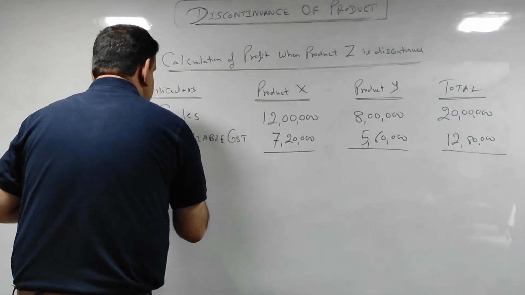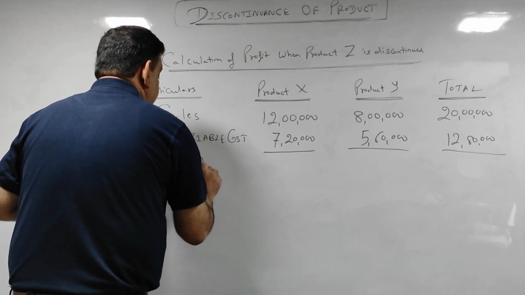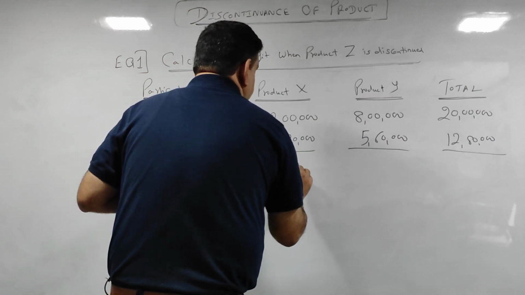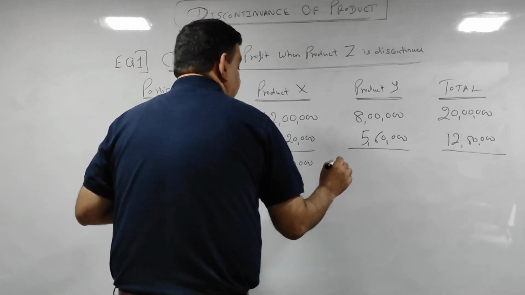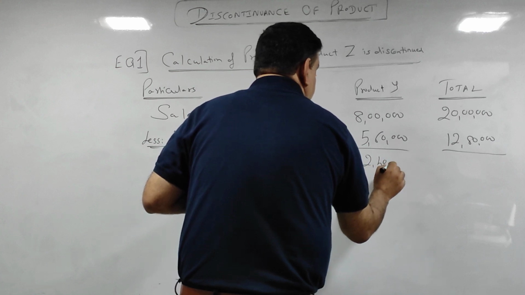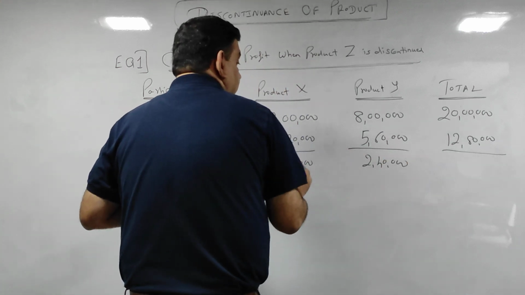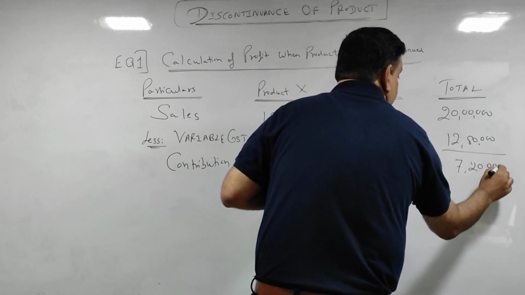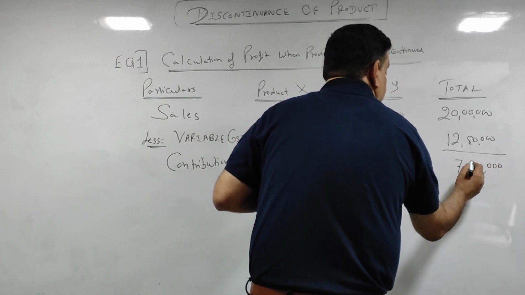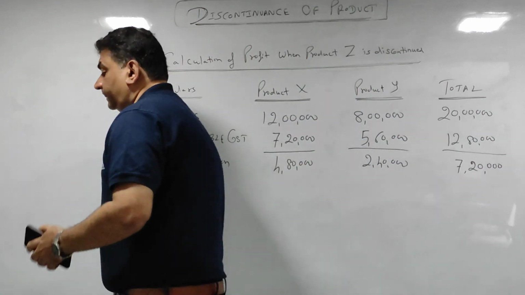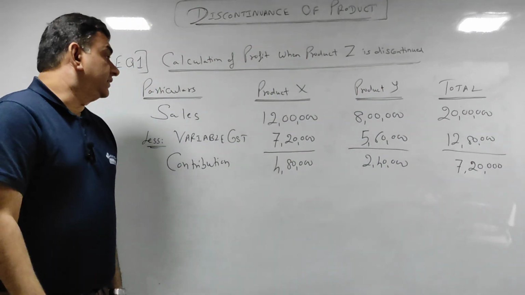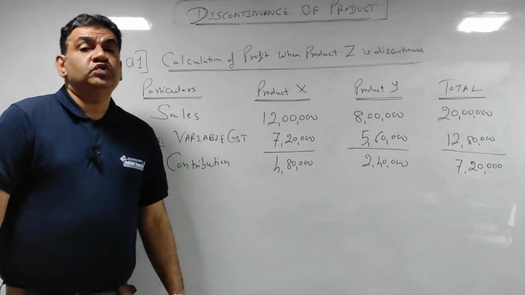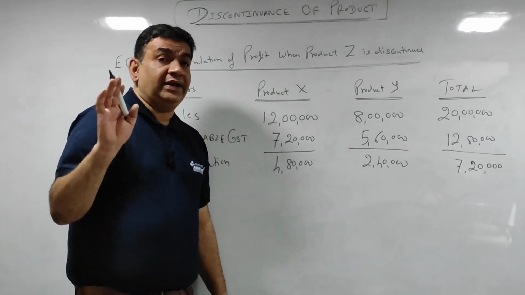Take the difference, that is your contribution. 12 minus 720, 480 already given there. 240, 4 and 2, 6. This becomes 7 lakh 20,000. So contribution is 7 lakh 20,000. So sales minus variable cost gives you contribution of 720.